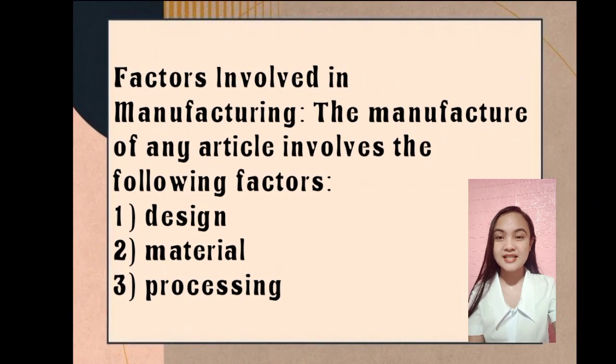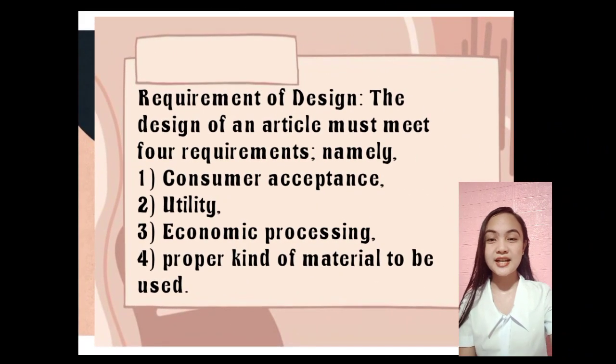So moving on to the next slide, we have here the factors involved in manufacturing. The manufacture of any article involves the following factors. First we have the design, next the material, and lastly the processing. Moving on to the next slide, we have here the requirements of design. The design of an article must meet four requirements, namely first, consumer acceptance, second, utility, third, economic processing, and fourth, proper kind of material to be used. So let us identify them one by one.